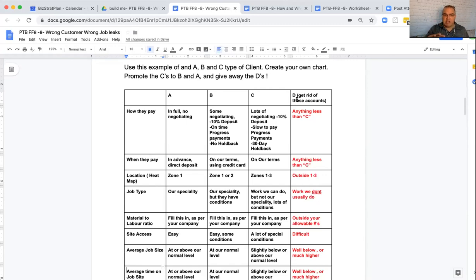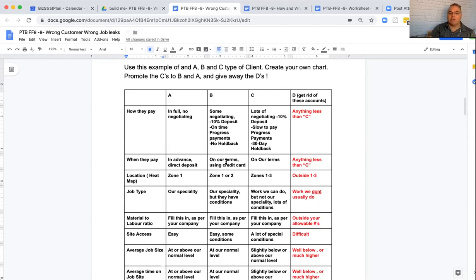I do want to go through B as an example to show you the difference between an A client and a B client. Let's just look at it, okay? So how they pay. We know what an A client looks like, but a B client, they negotiate a little bit and they do the standard 10% deposit, on-time progress payments, no holdback. You might be, and this is very common, by the way, when I work one-on-one with customers, they're saying, no, that's an A client. No, there is better. You can have better. You can have an in full, no negotiating client. What you're calling A isn't as good as it can get. So you have an opportunity here, right?